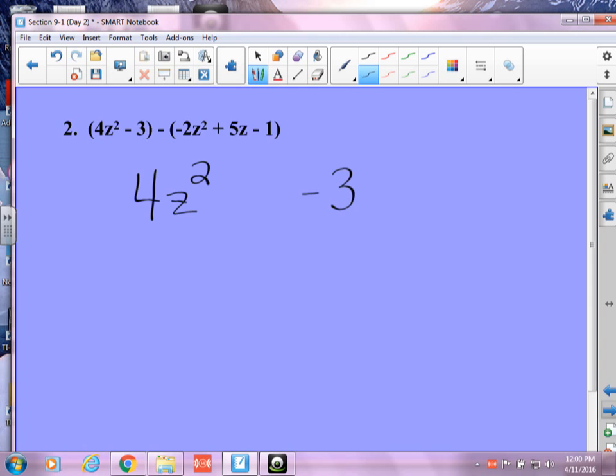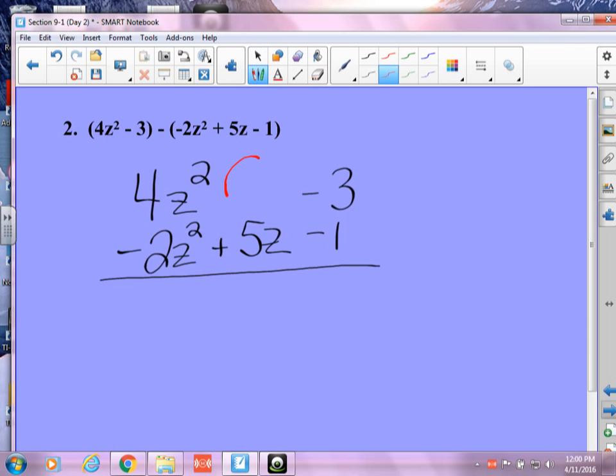Negative 2z squared goes under 4z squared. Where does the 5z go? Under the blank space. And then minus 1. I draw my equals line, and then I like to put the 0 in. I just find it easier, especially for students.